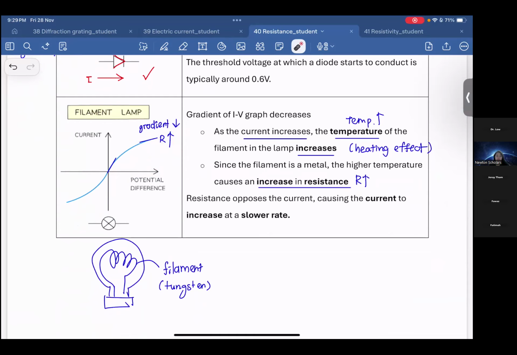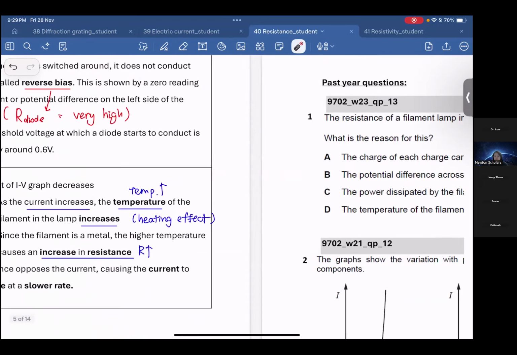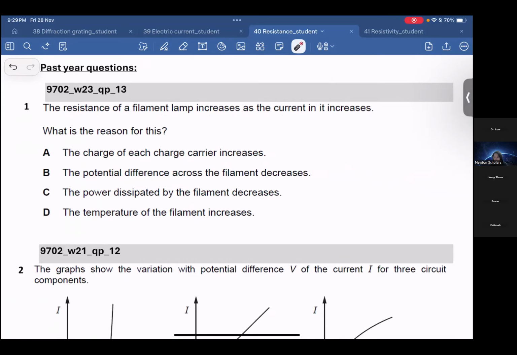Is that clear? Vashini, okay? Any of you want to ask me any question? Fawa, okay? Haichen, okay? Then we try past year questions. The resistance in the filament lamp will increase as the current increases. What is the reason why resistance will increase? Just now I already mentioned it. It's because current flowing through the wire has a heating effect. Prasan, yes, correct. Heating effect will make the temperature increase. Vashini, correct. Jorek, correct. Circle answer D.